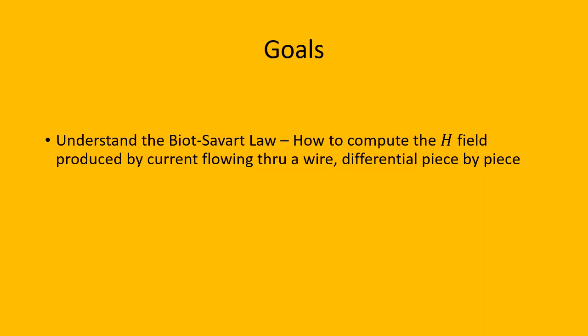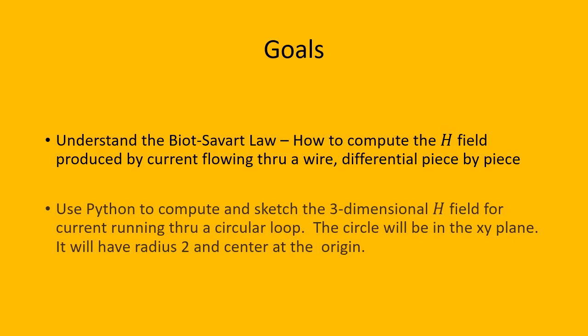Our goals for this video are to understand the Biot-Savart law, how to compute H, the H field produced by current flowing through a wire, differential piece by piece, and also to use Python to compute and sketch the three-dimensional H field for a current running through a circular loop. The circle will be in the xy plane, and it will have radius 2 and center at the origin. We're looking at a three-dimensional problem here, the H field in a three-dimensional region around that loop of current, but the circular loop itself will be in the xy plane.